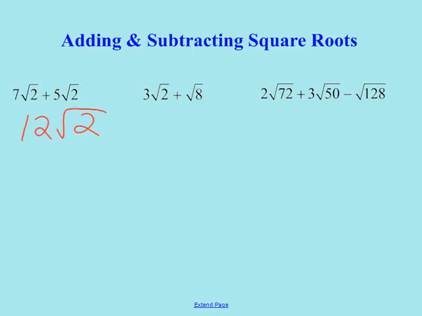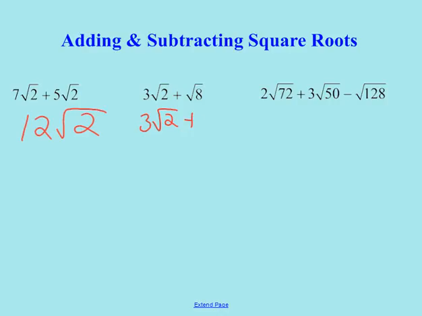This is our first example where we do not have the same radicand. So what we have to do is simplify these radicals to see if we can get a common radicand. Well, let's start with 3 square roots of 2. The square root of 2 cannot be simplified. So 3 square roots of 2 has to stay 3 square roots of 2.